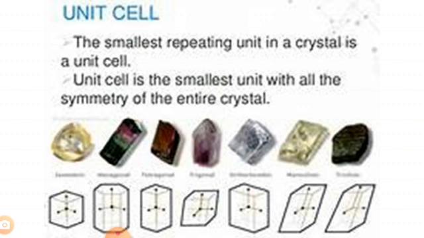Then next is crystal system. What is a crystal system? There are 7 basic shapes of unit cells of crystals, which give rise to the 7 crystal systems. So the 7 crystal systems are cubic, tetragonal, orthorhombic, monoclinic, hexagonal, rhombohedral and triclinic. Here in this picture there are some crystal systems.